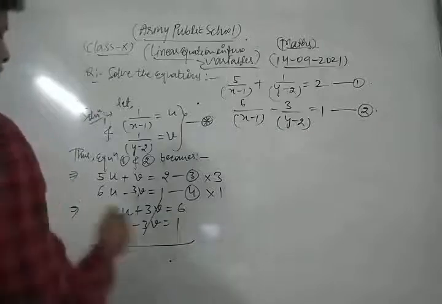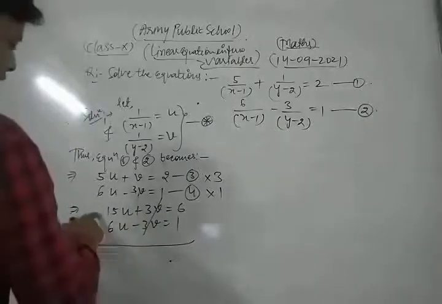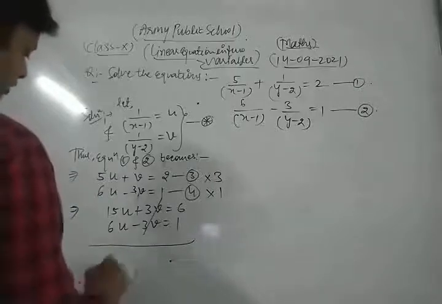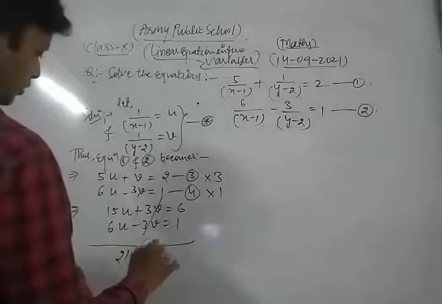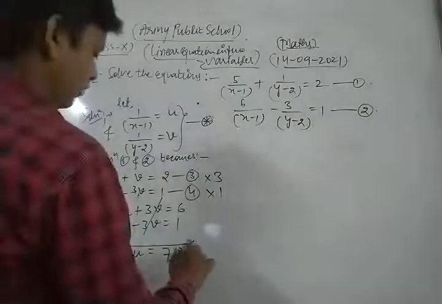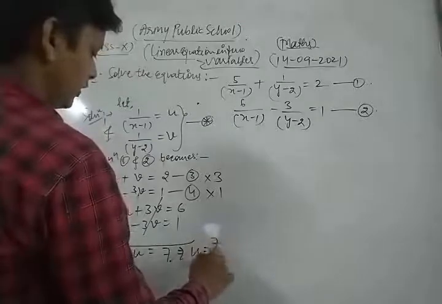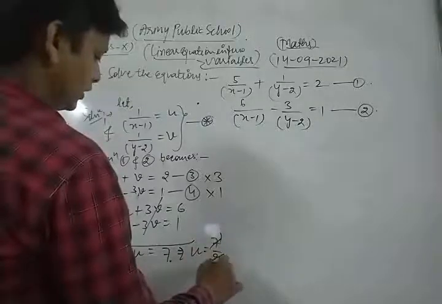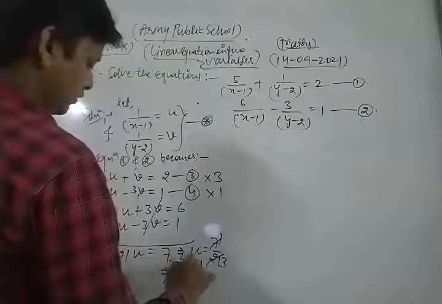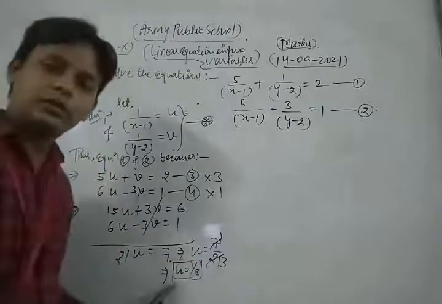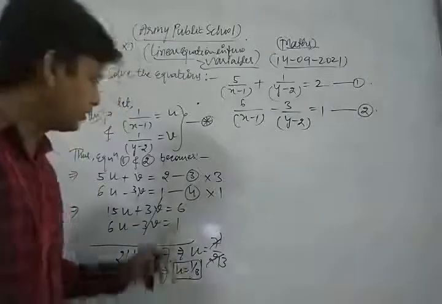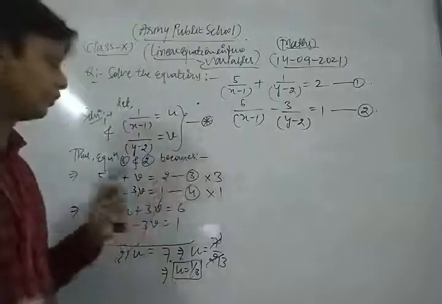Now look, plus 3v and minus 3v cancel each other, so we get 15u plus 6u, that is 21u, is equal to 7. So the value of u is 7 upon 21. 7 threes are 21. So the value of u is 1 upon 3. Now we substitute the value of u in equation 3 or 4, as you wish.